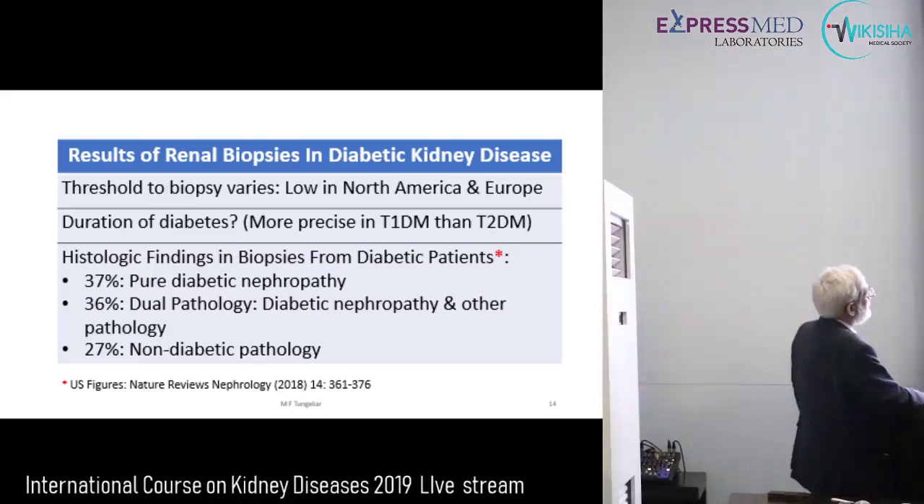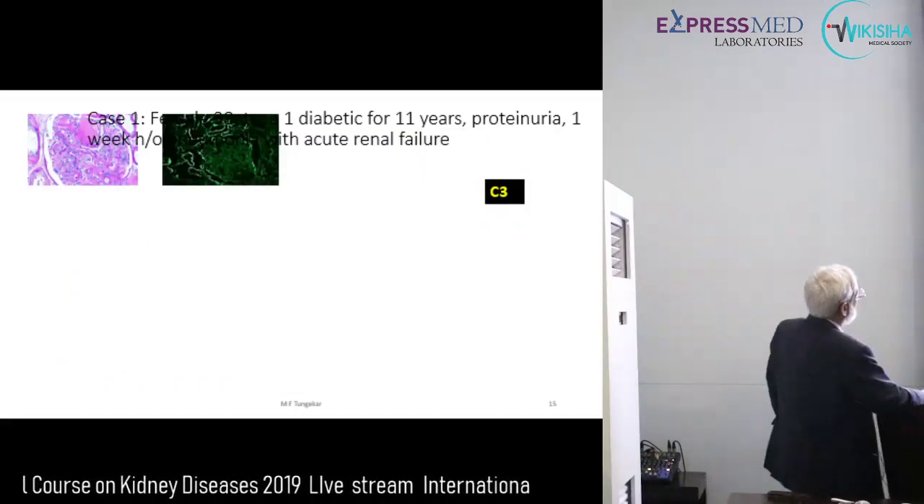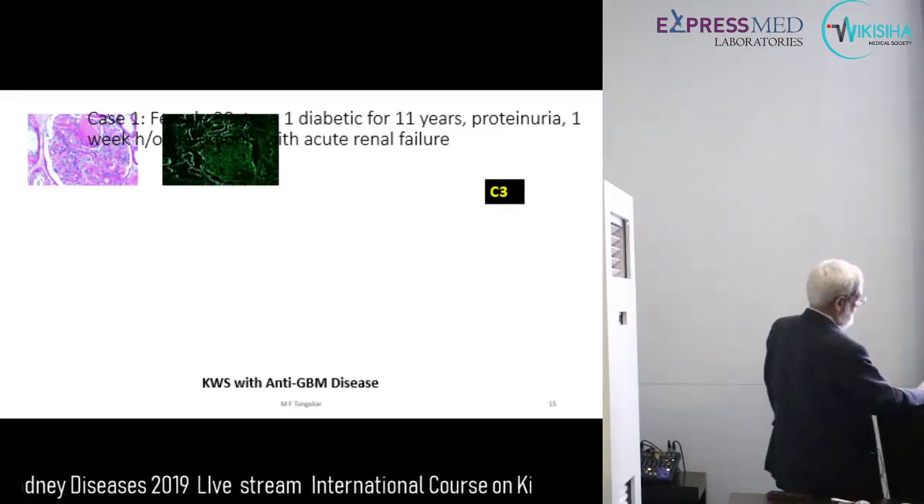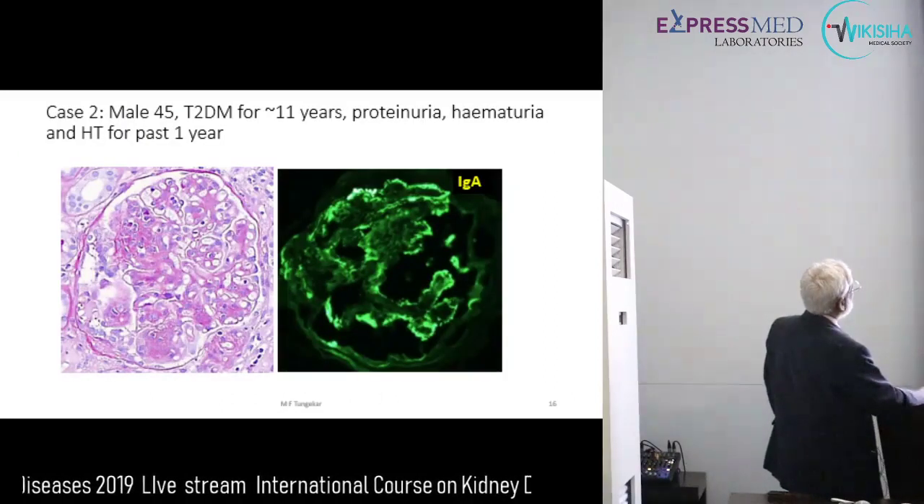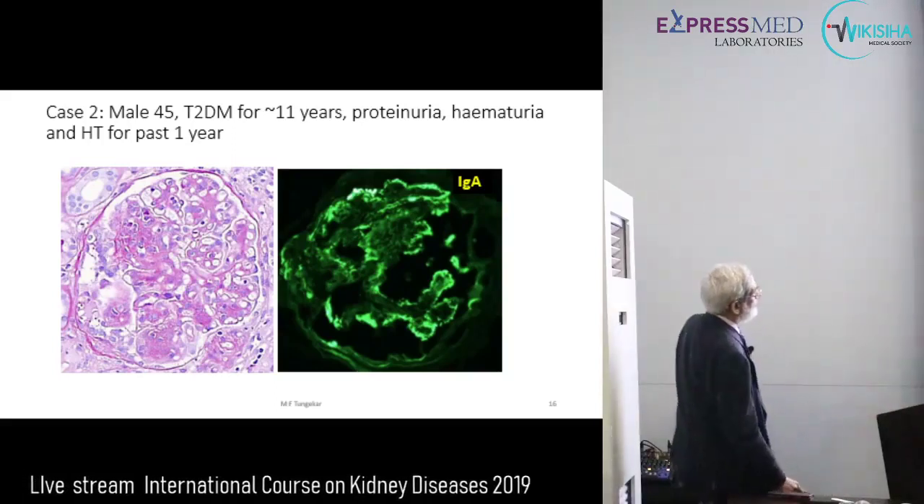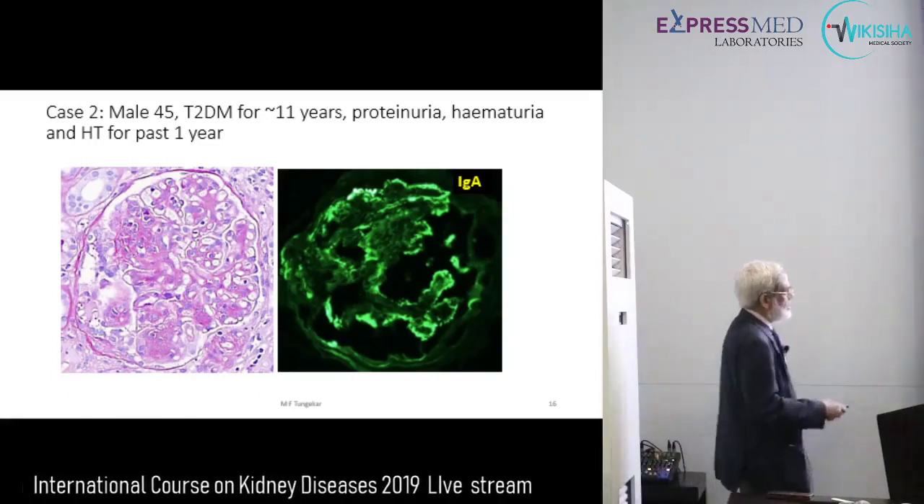I'll show you a few examples seen here in Bahrain, Bahrain practice of dual pathology in diabetics. This was a female, 38 years old, type 1 diabetic for 11 years with proteinuria, a 1 week history of pneumonia, and acute renal failure.